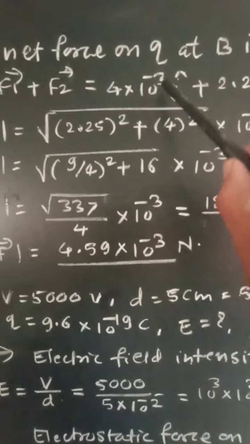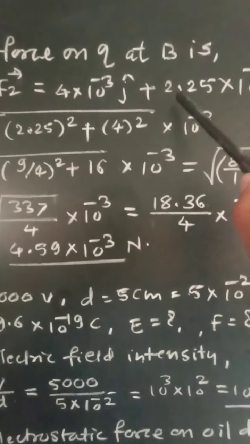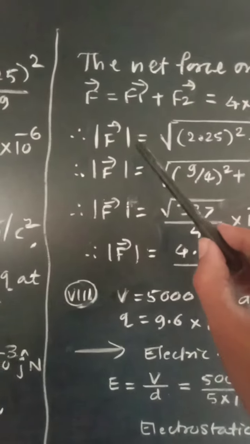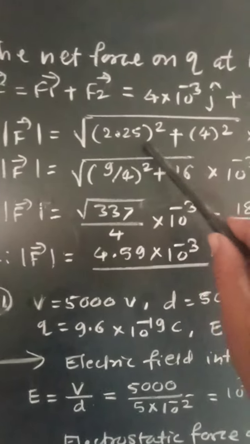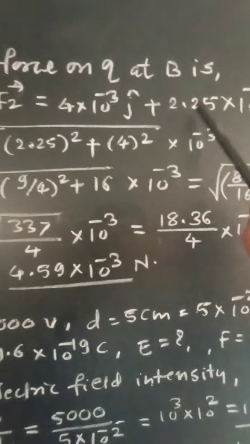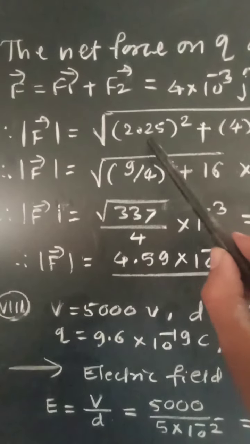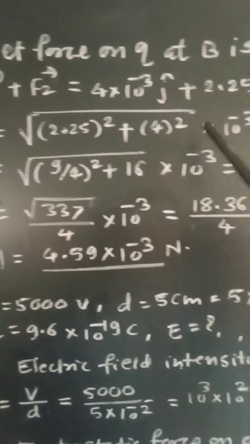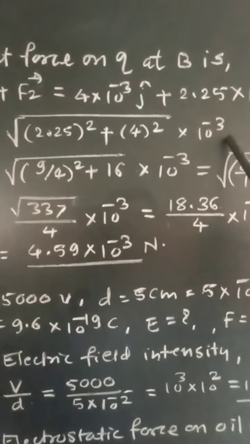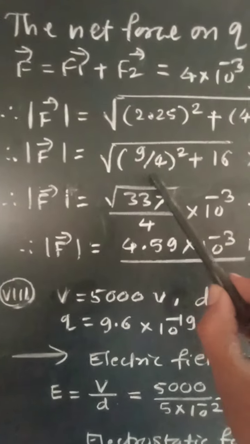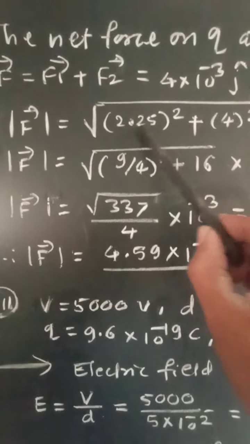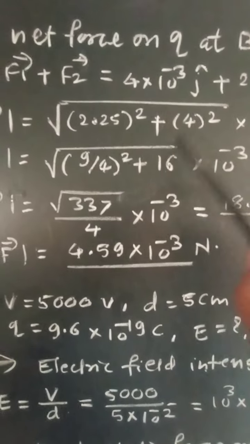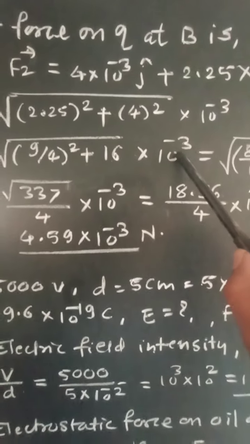this total force is F1 plus F2, that is equal to 4 into 10 raised to minus 3 J cap plus 2.25 into 10 raised to minus 3 I cap, and therefore magnitude of force will be equal to square root of ax square plus ay square, that is square root of 2.25 square plus 4 square into 10 raised to minus 3. Therefore F will be equal to square root of this 2.25 will be written as 9 by 4 and its square plus 4 square, that is 16, into 10 raised to minus 3.